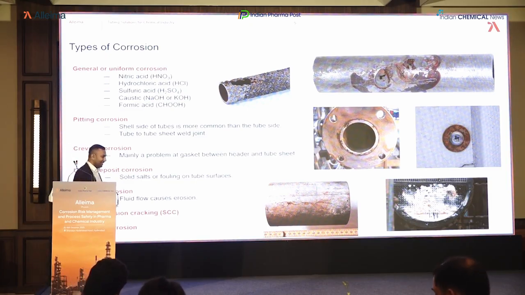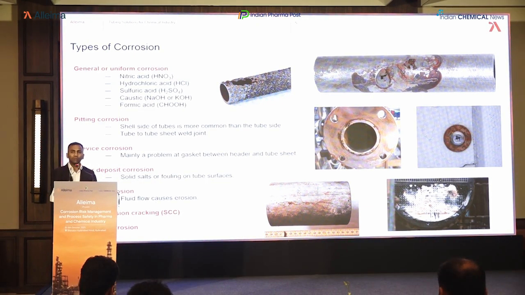So I'll be just touching upon different types of corrosion. First one is general corrosion or uniform corrosion. You can see the image over here. So that is the uniform corrosion. So as the name says, it is uniform corrosion. It's like the degradation of material throughout the length uniformly, or you will get the thickness reduction uniformly throughout the length. So that is mainly in applications like acid applications and even in alkaline applications like sodium hydroxide and potassium hydroxide.